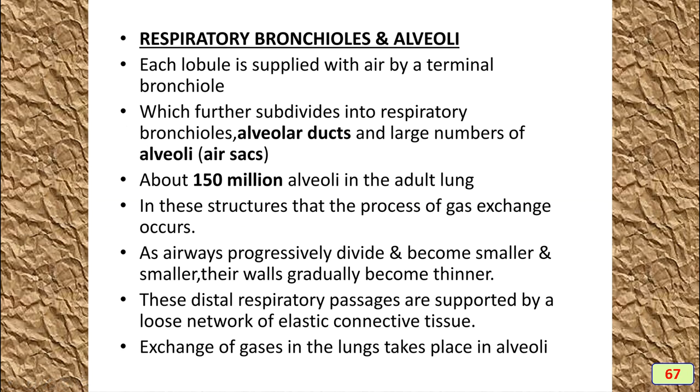Then the respiratory bronchioles and alveoli. There are about 150 million alveoli in an adult human being, 150 million. These are the basic structures that possess the gas exchange mechanism, and they are collapsible and expandable structures. The exchange of gases in the lungs takes place in the final structure called the alveoli.